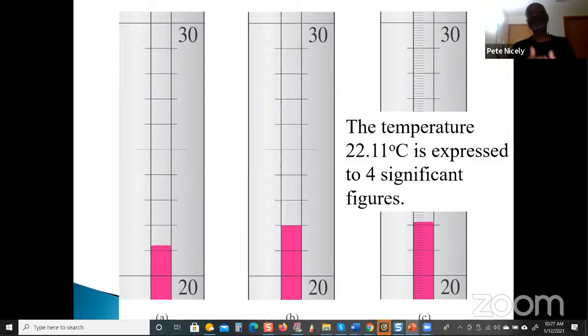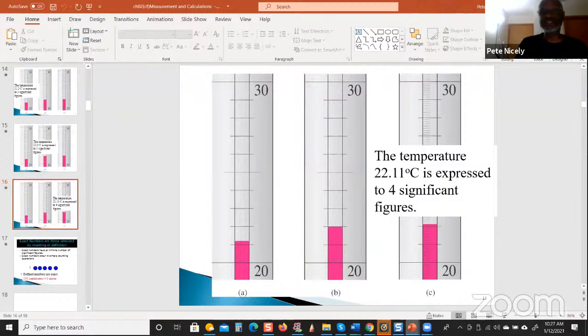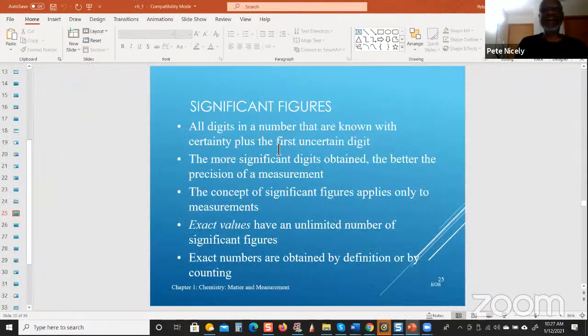So if you're doing a physical lab, you have to know how to read the scale properly so that you can record the correct number of significant digits. Okay, so let me go back to the original PowerPoint. And let's deal with some rules concerning sig figs. And I think this will be the very last thing we're going to talk about today.